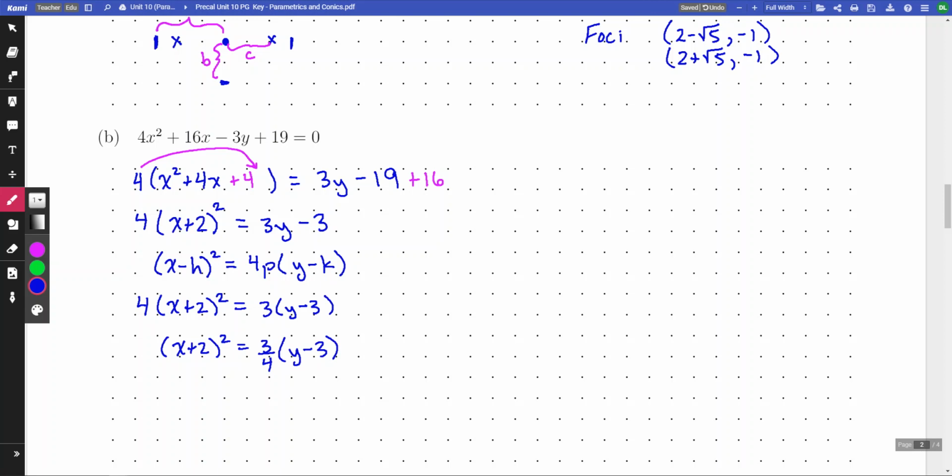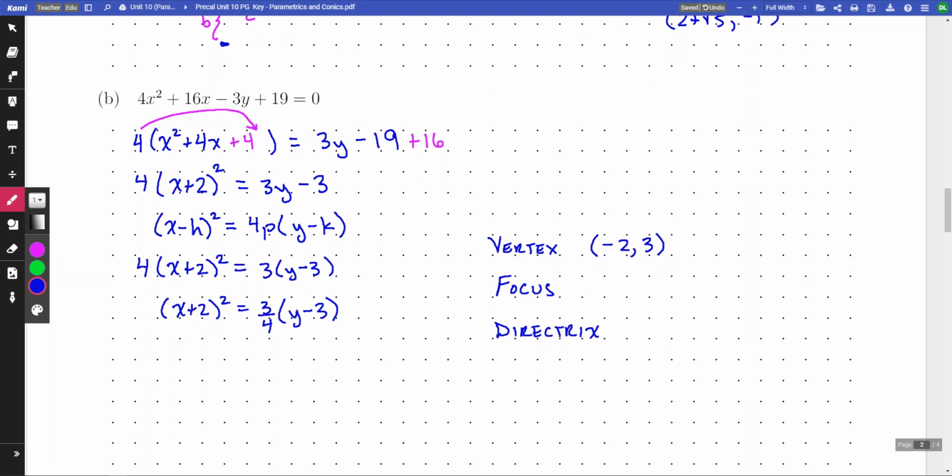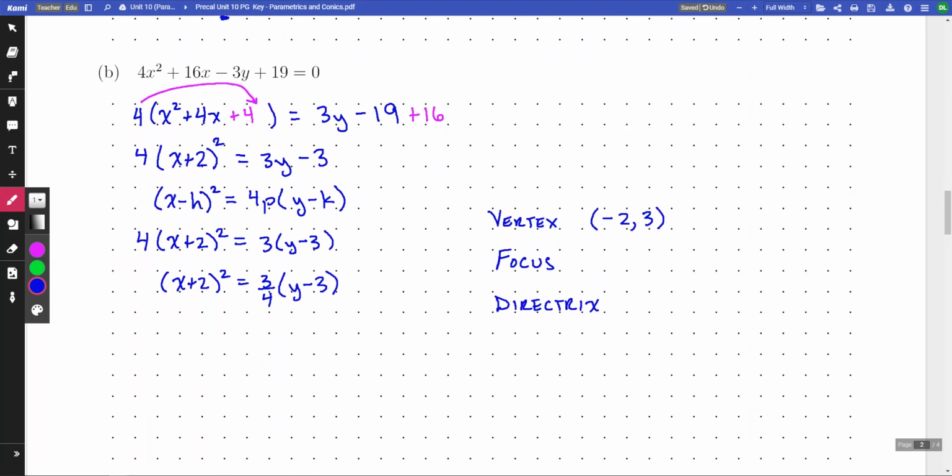So for our parabola, we can identify our vertex. And for the parabola, the vertex will be at -2, 3. For our parabola, we can also identify our focus and we can also identify our directrix. Those are the key features when I'm working with the parabola. So I'm just going to go ahead and plot. We'll say that there's my vertex.